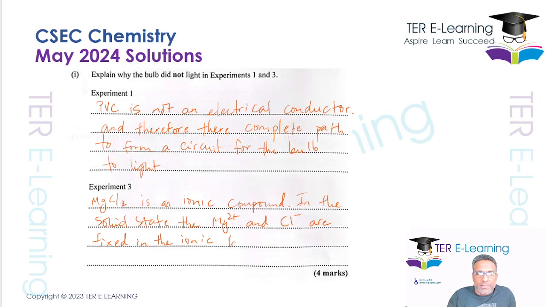Right, so they're fixed in the ionic lattice, so they can't move. The ions are not mobile. So that's why it wouldn't light. The ions are not mobile.